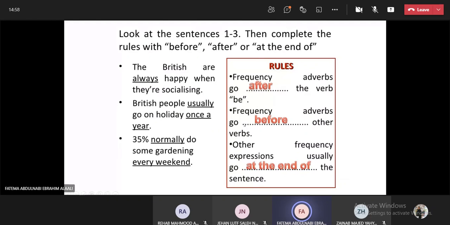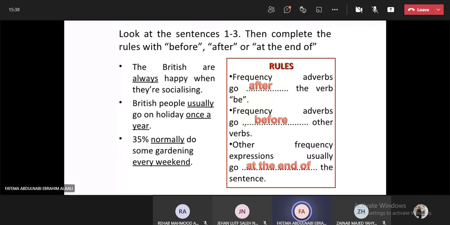So, the first position of adverbs of frequency comes after the verb to be. Second position, like in the example, British people usually go on holiday once a year. In this sentence, we have two adverbs of frequency. The first one is usually, and the second one is once a year. So usually comes before the main verb, which is go. And once a year comes at the end of the sentence.